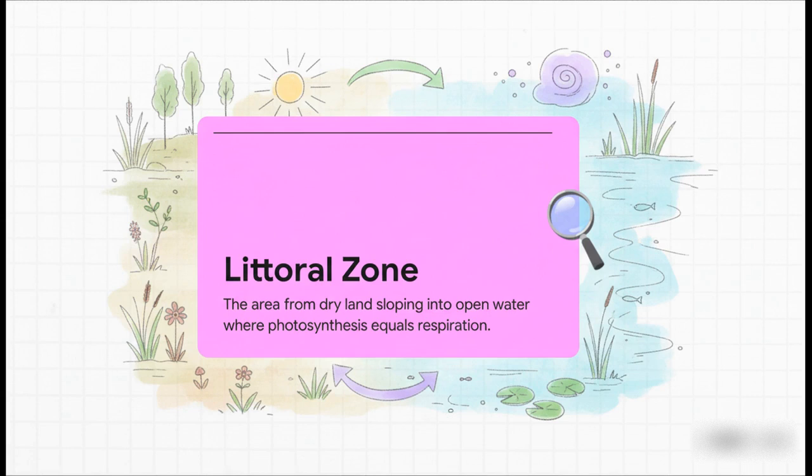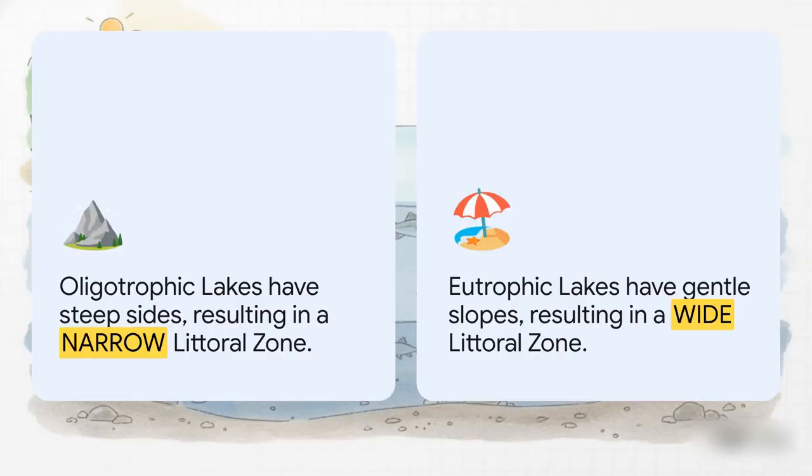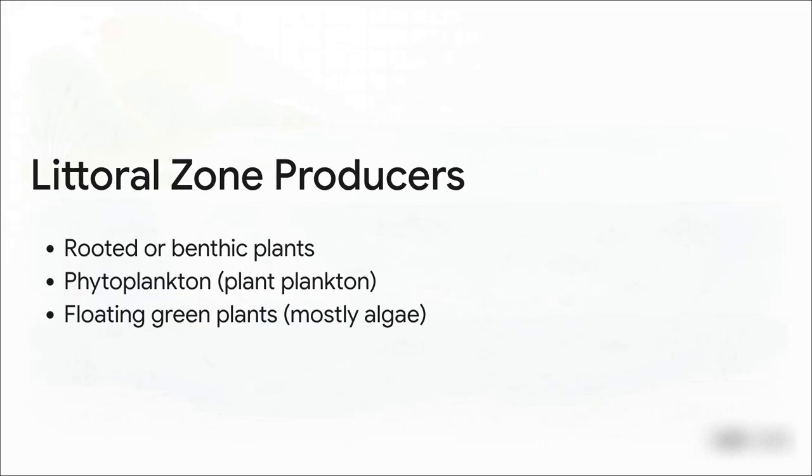It's pretty amazing. And this shows that not all littoral zones are created equal. The actual physical shape of the lake matters a ton. So in deep, nutrient-poor lakes, we call those oligotrophic, the sides are really steep, which means you get a very narrow shoreline habitat. But in shallower, nutrient-rich eutrophic lakes, the gentle slopes create this wide, sprawling littoral zone that is just teeming with life.